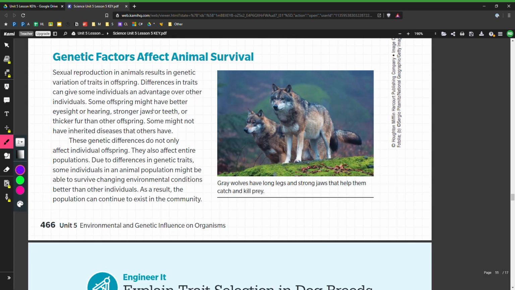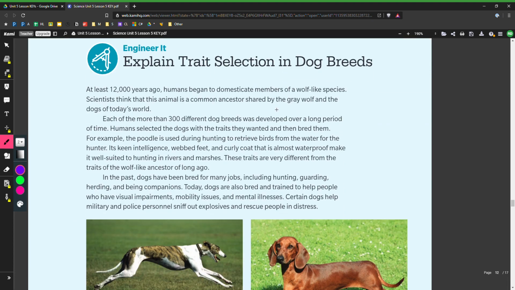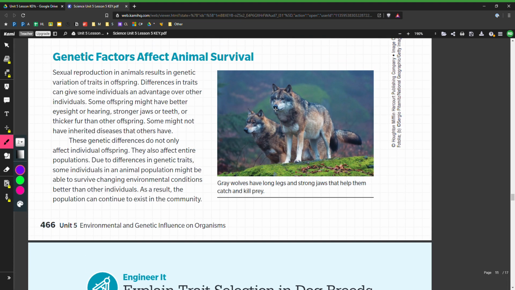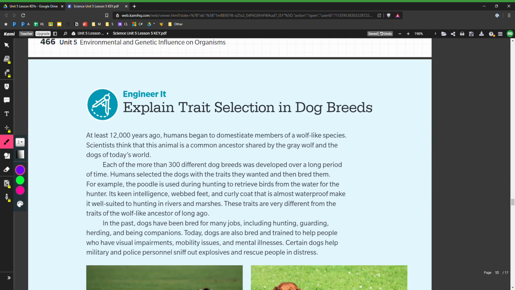And so this is kind of going into genetic factors that affect animal survival. This pretty much talks about how sexual reproduction in animals results in genetic variation. So we're getting into the main difference and the advantage of reproducing sexually, that it produces different genetics in offspring. And it goes down here and talks about gray wolves a bit, and then it talks about dogs.